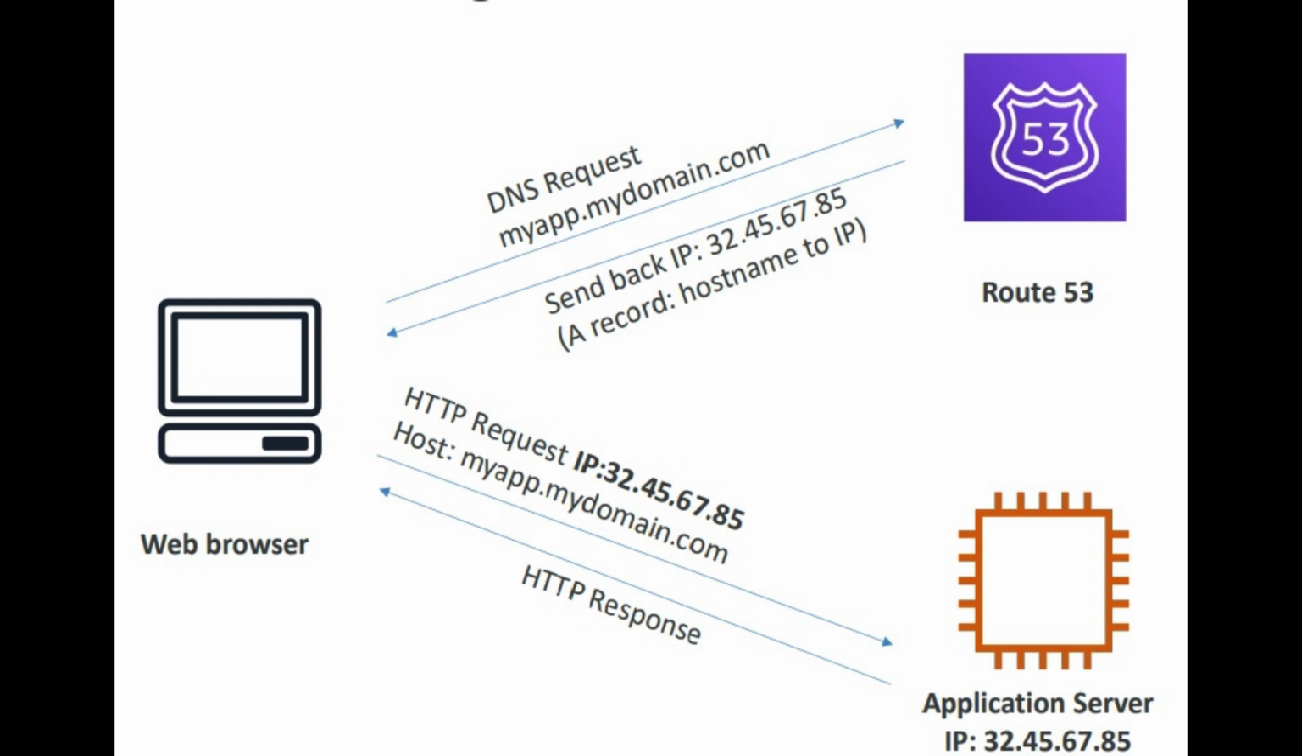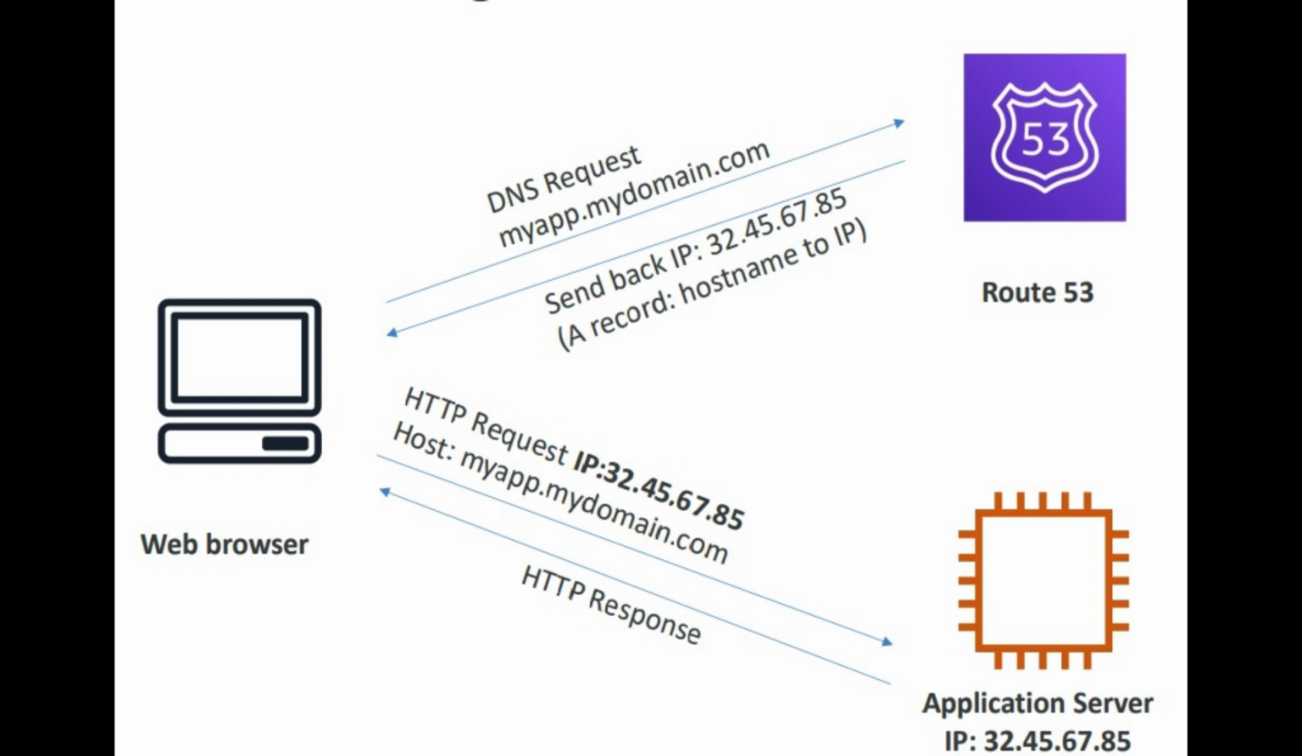Route 53 acts as the authoritative DNS service. It looks up its records to find the corresponding IP address for myapp.mydomain.com. In our case, it finds the A record, which is 32.45.67.85. This is an IPv4 address that Route 53 sends back to the web browser.